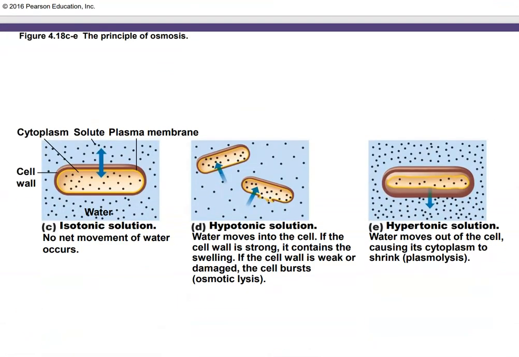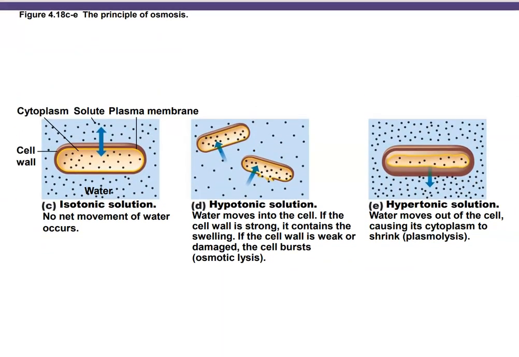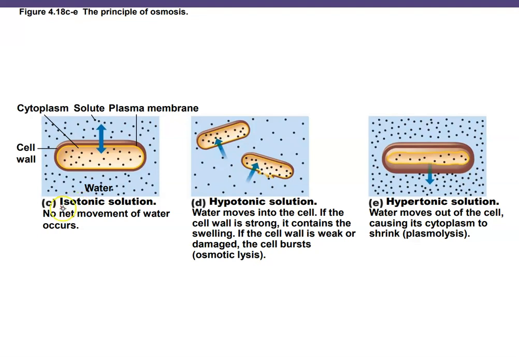So here are the different scenarios that you should know and be aware of. In an isotonic solution, we have the same concentration of dissolved particles inside the cell and outside of the cell. No net movement of water will occur.